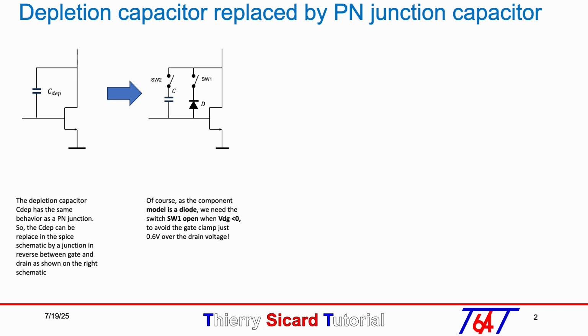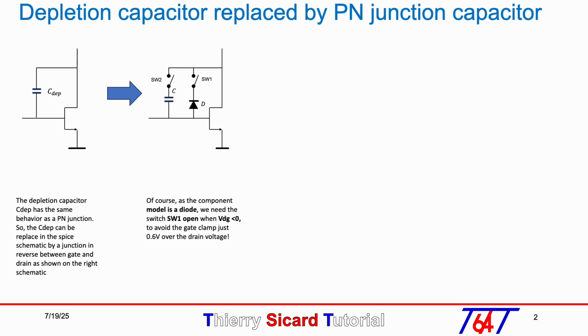Of course, since this is a diode with the N side connected to the drain and the P side to the gate, when the drain is greater than the gate, the diode is in reverse, enabling switch SW1 to be activated. Conversely, when the drain is less than the gate, the switch can be opened to prevent the diode from being biased in direct and clamping the gate at 0.6 volt over the drain. When SW1 is open, SW2 is closed to connect the capacitor C, which is equivalent to the maximum value of the depletion capacitor.